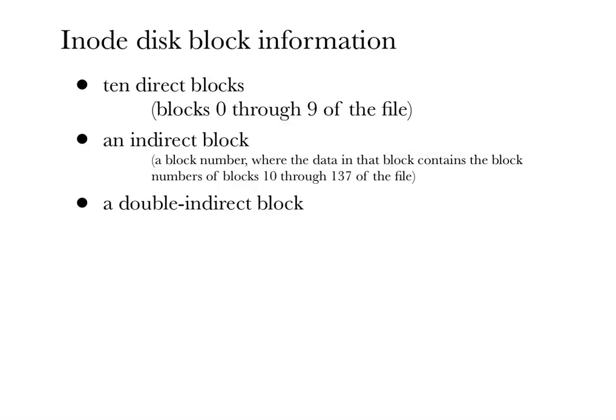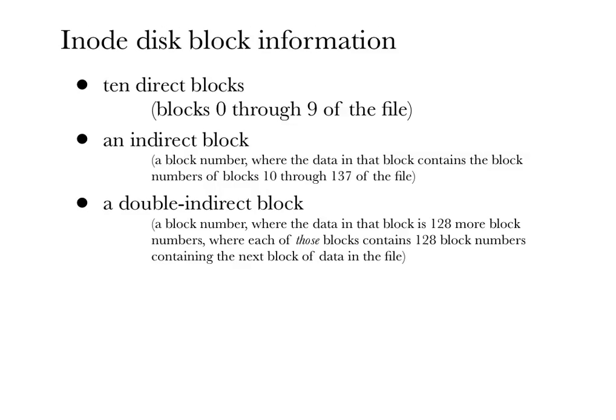Then we have a double indirect block. It's the number of a block containing 128 block numbers, and each of those block numbers indicates a block containing 128 more block numbers for 128 more blocks of the file. This is the double indirect block. Finally, we have a triple indirect block.